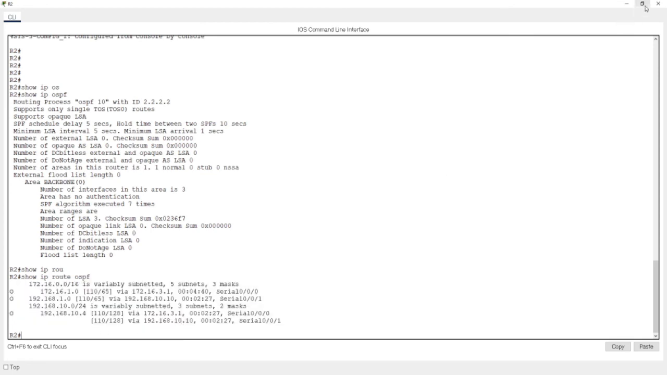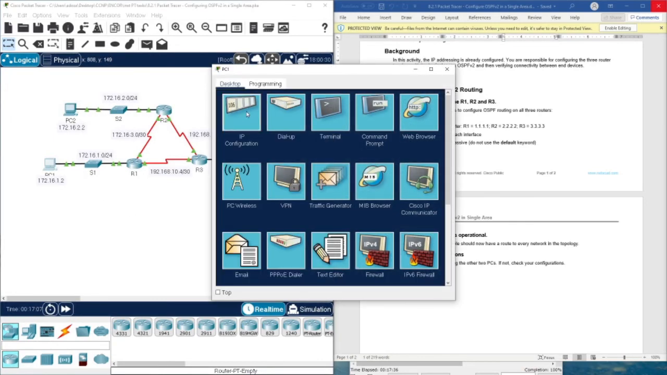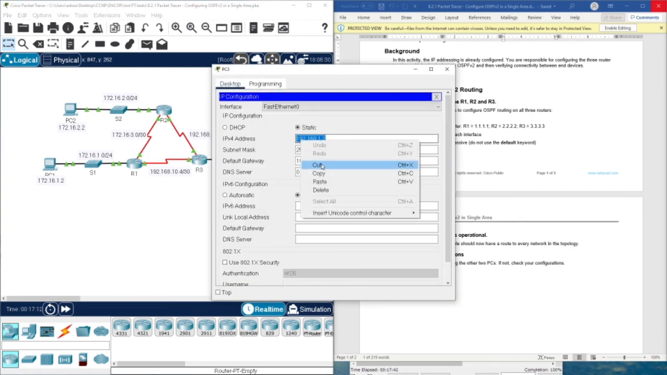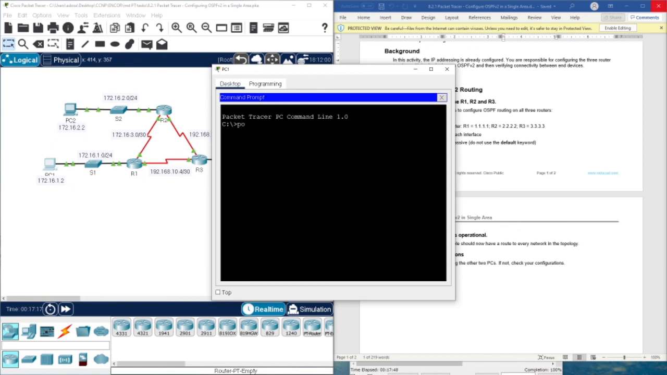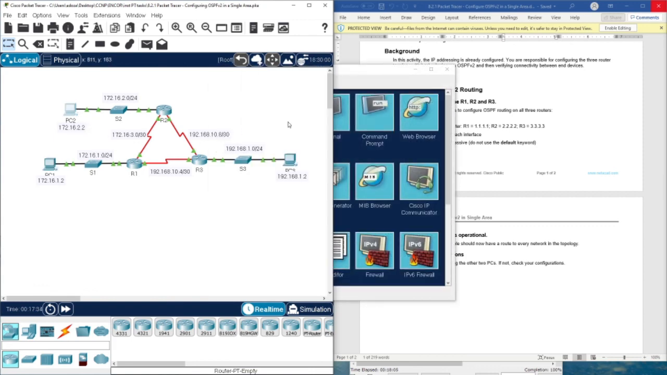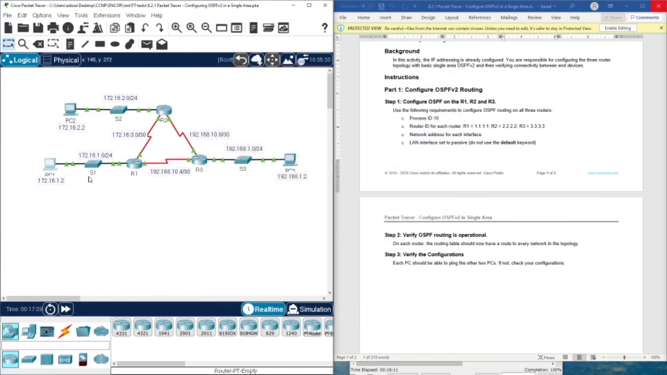Okay, now let's verify the configuration. First, let's check the IP address here. If it's configured, yes, it's configured here. Here it is also configured. Let's take this one, and let's try to reach from this machine. As you can see, it is reachable. And let's take this one. Again.